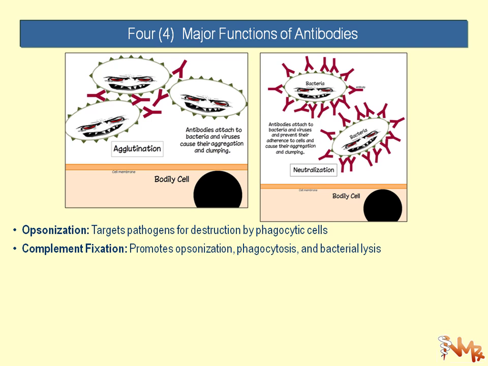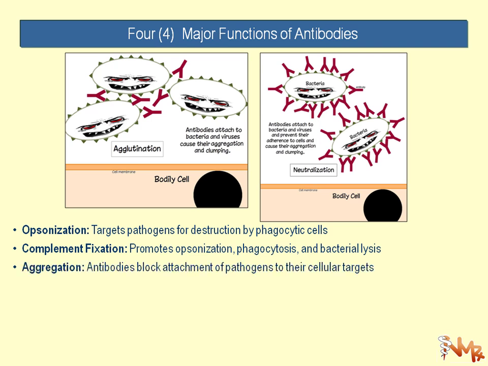C3b is sort of very attractive, tasty, if you wish, to the phagocytes. It attracts the phagocytes. Phagocytes think, oh, there is ice cream here, or there is chocolate here. They now eat the bacteria instead of chocolate. But anyhow, that's an analogy. So complement fixation promotes opsonization, phagocytosis, and bacterial lysis.